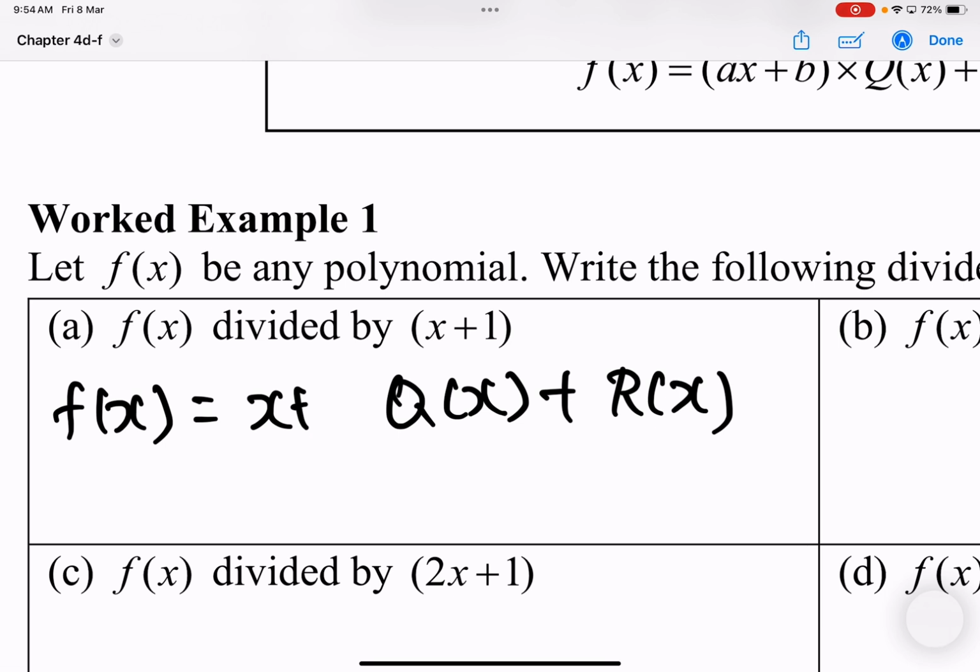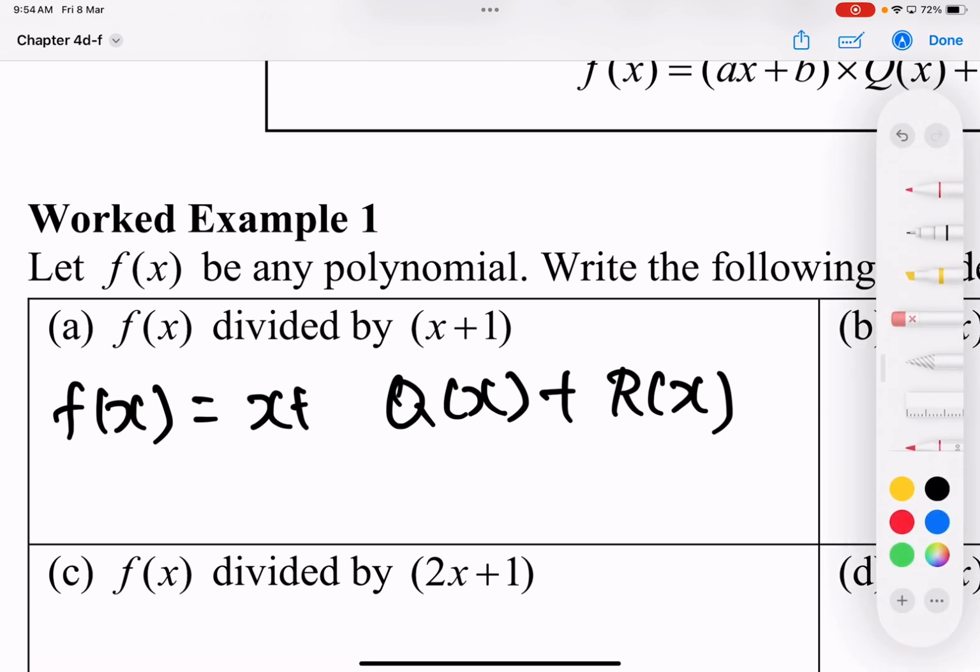Because if you have the divisor over here, and you make this 0, then what remains behind is only the remainder. So the goal is to make the divisor 0, because your f(x), which is the original function before you did any division, is equal to the divisor times the quotient plus the remainder.